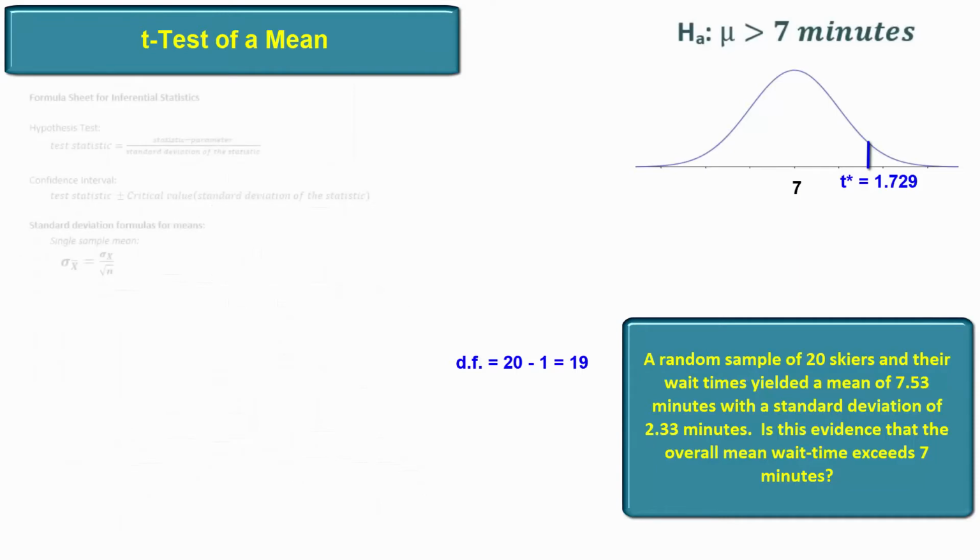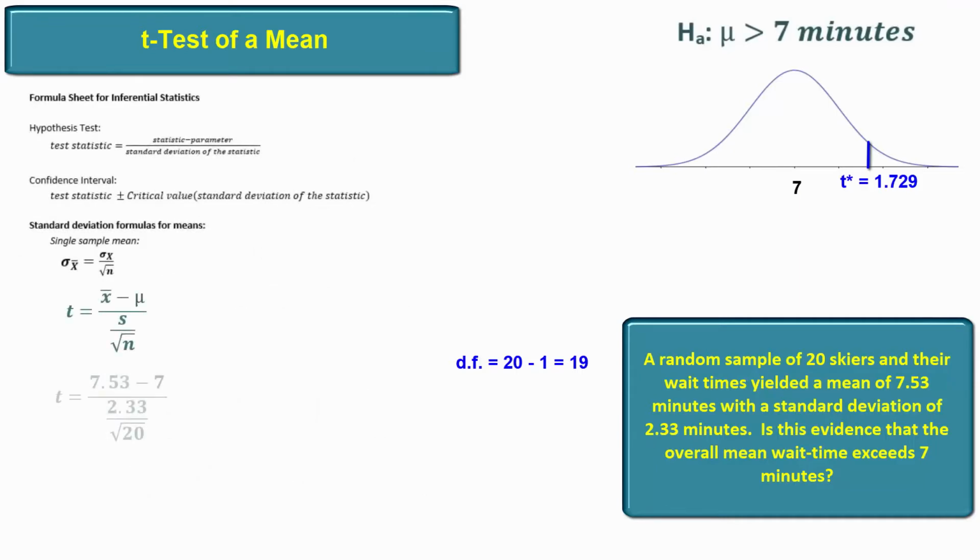The AP-STAT formula sheet reminds us how to calculate our test statistic. We get t equals 1.017, not extreme enough, so we fail to reject the null.